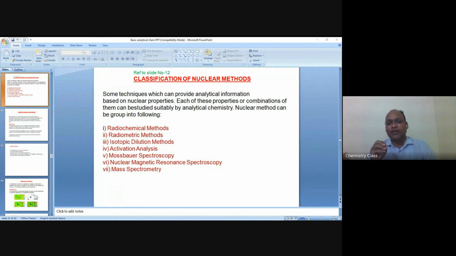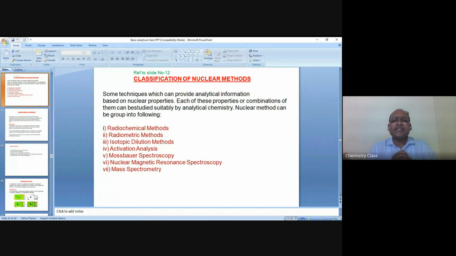So when you are doing any kind of experiment, you have to understand whether there is any radioactive decay or radioactive elements, like radium, like polonium, whatever they may be, present or not. On the basis of that, you have to use these particular techniques. So what is the nuclear method?